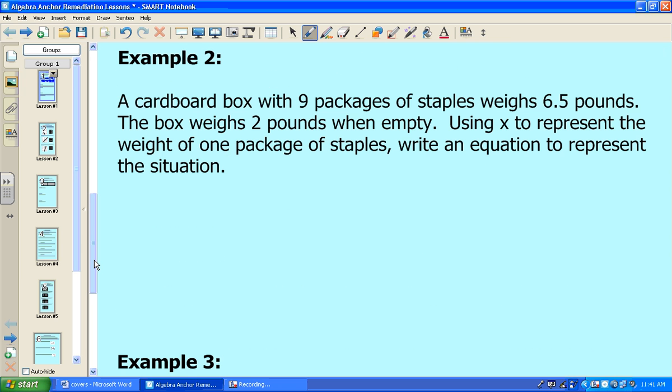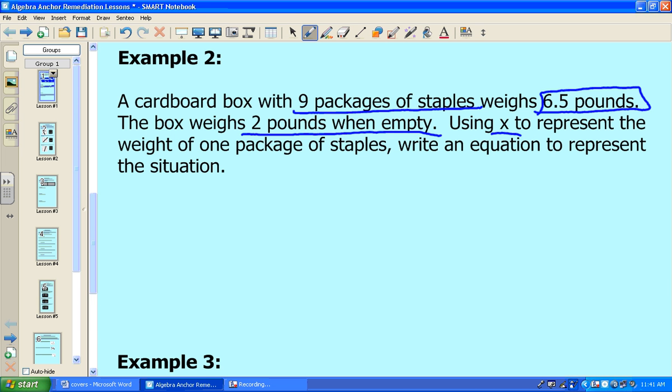Okay, example 2. We're going to take another cardboard box. This time, instead of apples, it's going to have 9 packages of staples in it. And that weighs 6.5 pounds. Keep in mind that 6.5 pounds is the cardboard box and the staples, so that's the total weight. The box itself weighs 2 pounds when empty. Using X this time to represent the weight of one package of staples, write an equation to represent the situation.